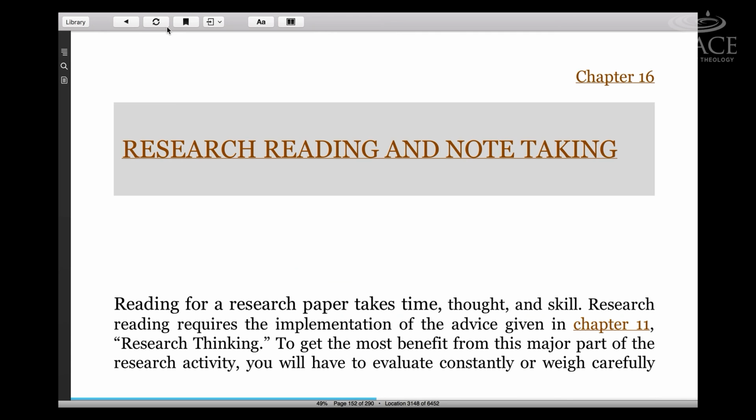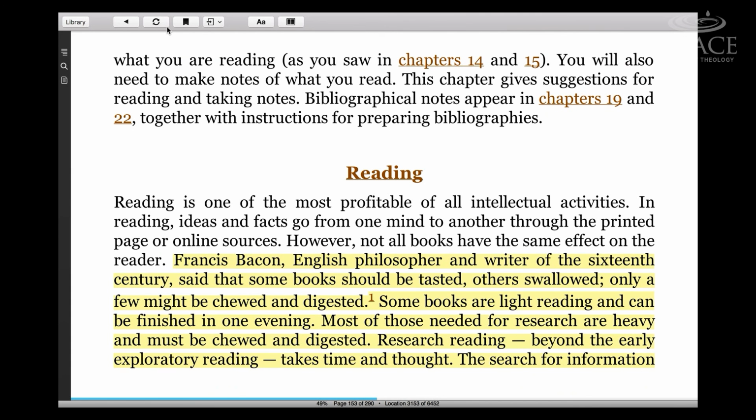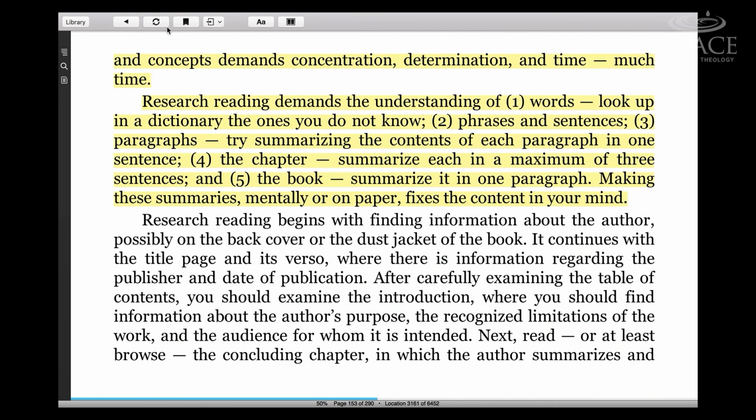All right, chapter 16, research reading and note-taking. So Francis Bacon once said that some books should be tasted, others swallowed, only a few chewed and digested. So books that are light reading can be finished in a short period of time. Many books needed for research are those that need to be chewed and digested. And so many times that takes time. The search for information demands concentration, determination, and time. Research reading demands that a person understand words, phrases and sentences, paragraphs, chapters, and then the book as a whole.